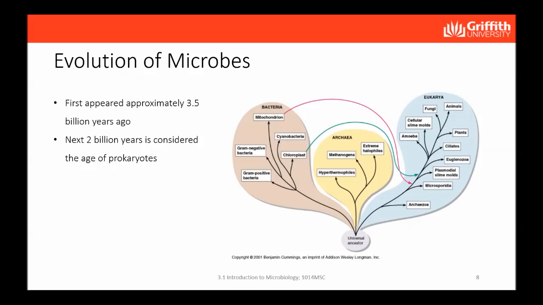Archaea are more similar to bacteria than eukarya and are found in extreme environments, such as sulfurous hot springs. The total number of microbial cells worldwide is estimated to be around 5 times 10 to the 30.